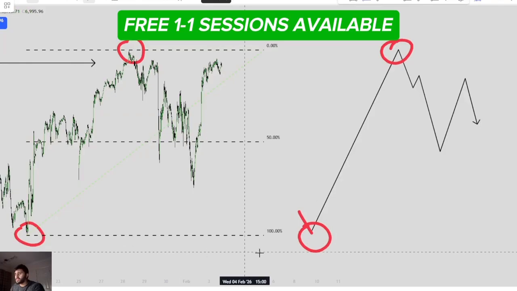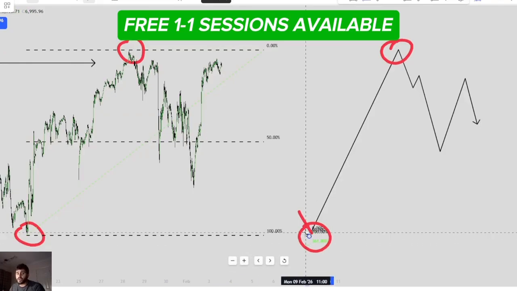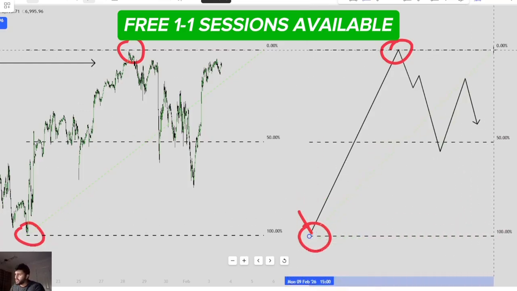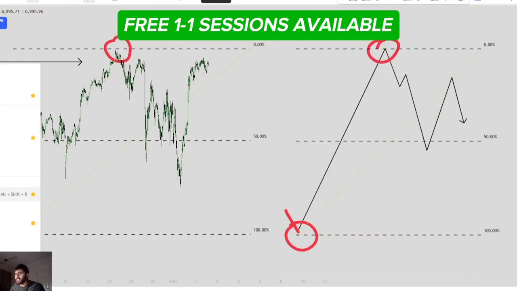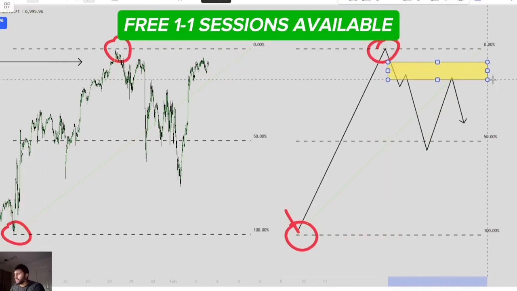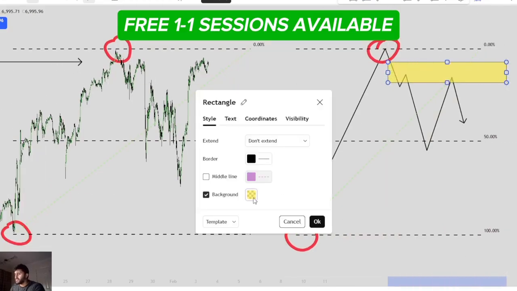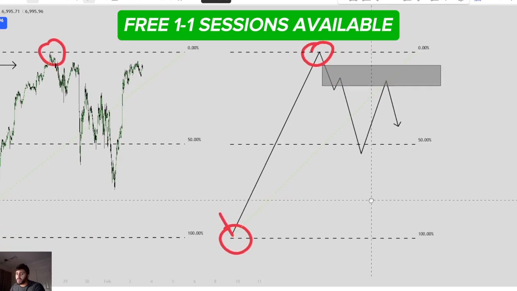And so what we're looking to do is we want to use the fib correctly. Now, the way to use the fib correctly is to simplify your approach. So you have a structural dealing range low and you have a dealing range high. So what you're looking for is a key level to short from in this region, right? Just like this. This is basically what you're looking for. So it's very, very simple.